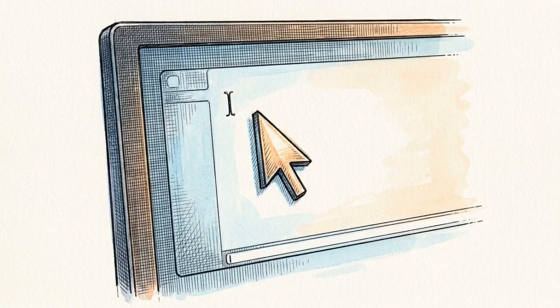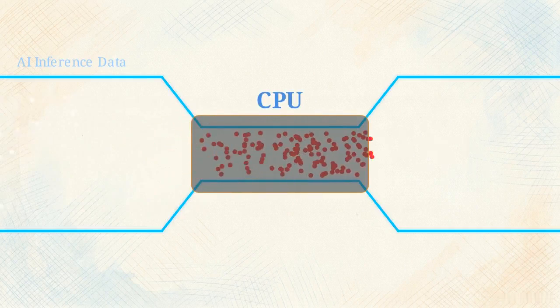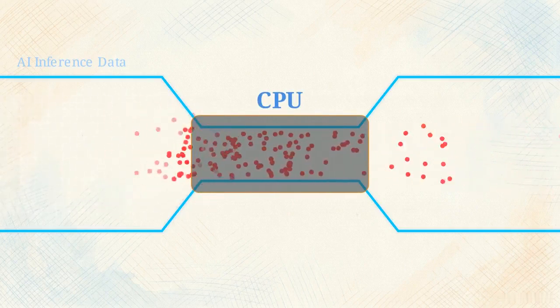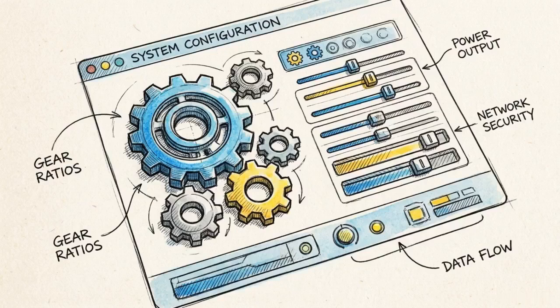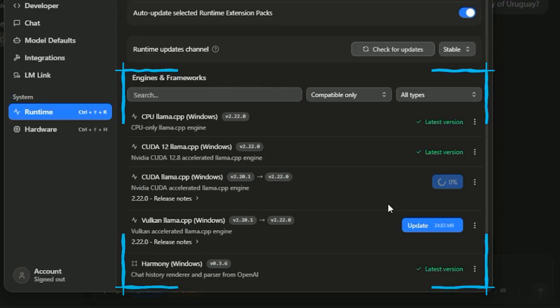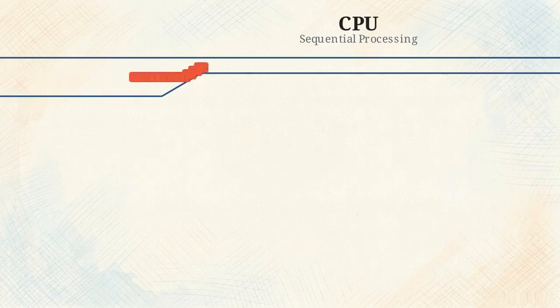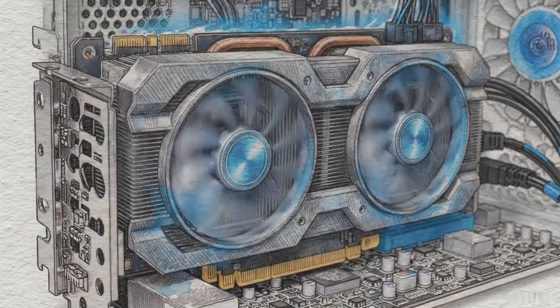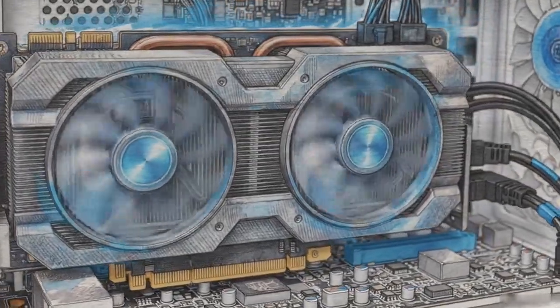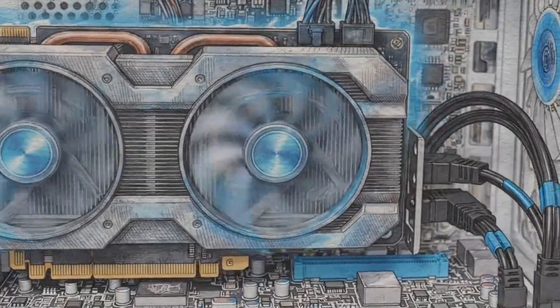You might notice the text generation feels a bit slow. That is because, by default, the system relies on your standard CPU, which creates a massive performance bottleneck. We need to fix that. Open your Settings menu and navigate to the Runtime tab. Look at the Engines and Frameworks list. You need to select the runtime that matches your dedicated graphics card, like CUDA for NVIDIA GPUs, or Vulkan. Download the corresponding update. Offloading computation from your CPU to a dedicated graphics card is what transforms a local AI from a sluggish novelty into a fast, highly responsive tool you can use every day.